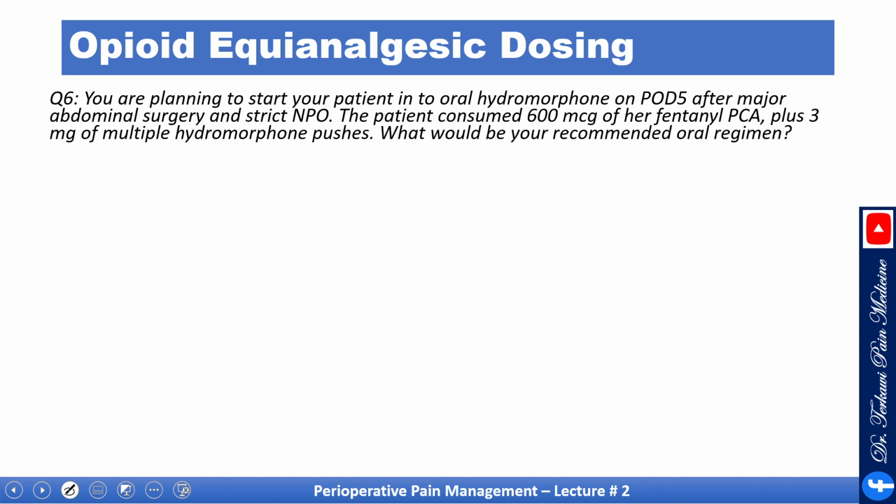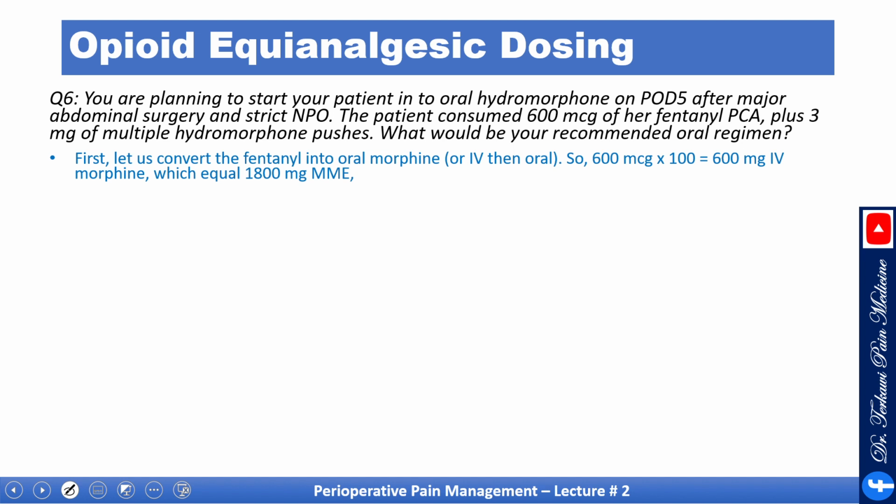Okay, let's do the math here. First, let us convert the fentanyl into oral morphine, or IV, then oral. So 600 mic multiplied by 100, that's 6,000, which is 600 milligram IV morphine, which is equivalent to 1,800, right? You convert from IV to oral now, oral morphine equivalent.